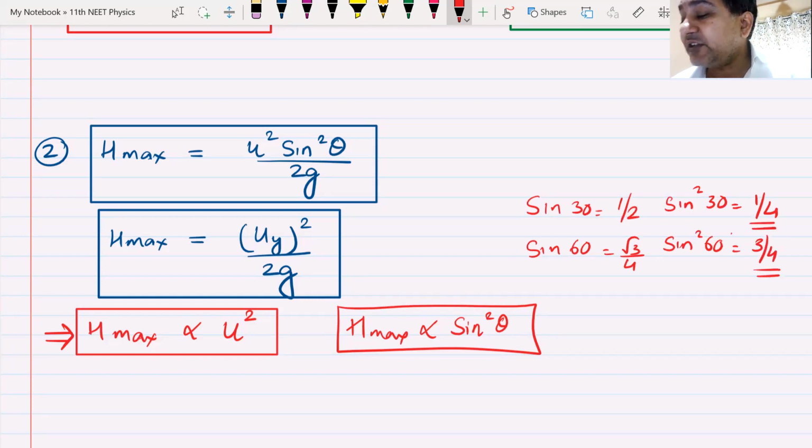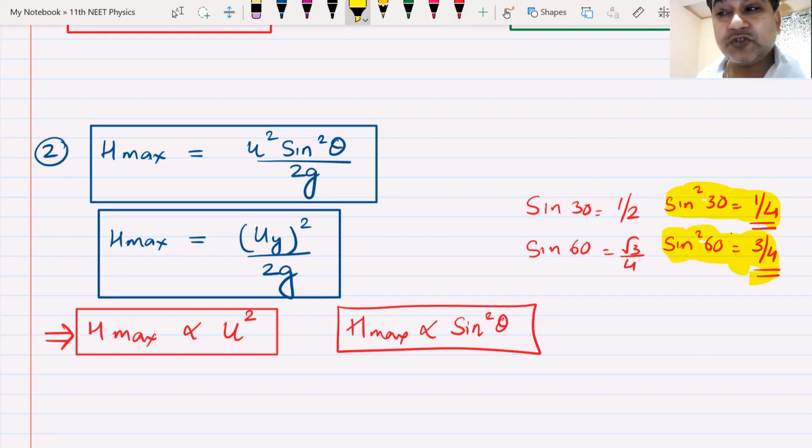So now look at sine square 30 and look at sine square 60. Is everyone looking there? So, my question, if I make the angle twice from 30 to 60, velocity magnitude remaining same, angle I have made 60 degrees from 30 degrees, how much time my maximum height will change? What will be the new value of maximum height?